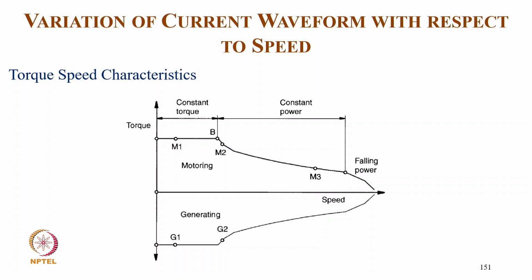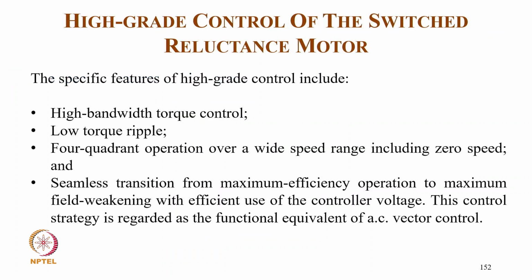And this is typically in different zones in motoring and generating: constant torque zone, constant power zone, and falling power zone. So now coming to specific features of high-grade control: it includes high bandwidth torque control, low torque ripple, four-quadrant operation over a wide speed range including zero speed, and seamless transition from maximum efficiency operation to maximum field weakening with the efficient use of control over voltage. And this control is regarded as the functional equivalent of AC vector control.